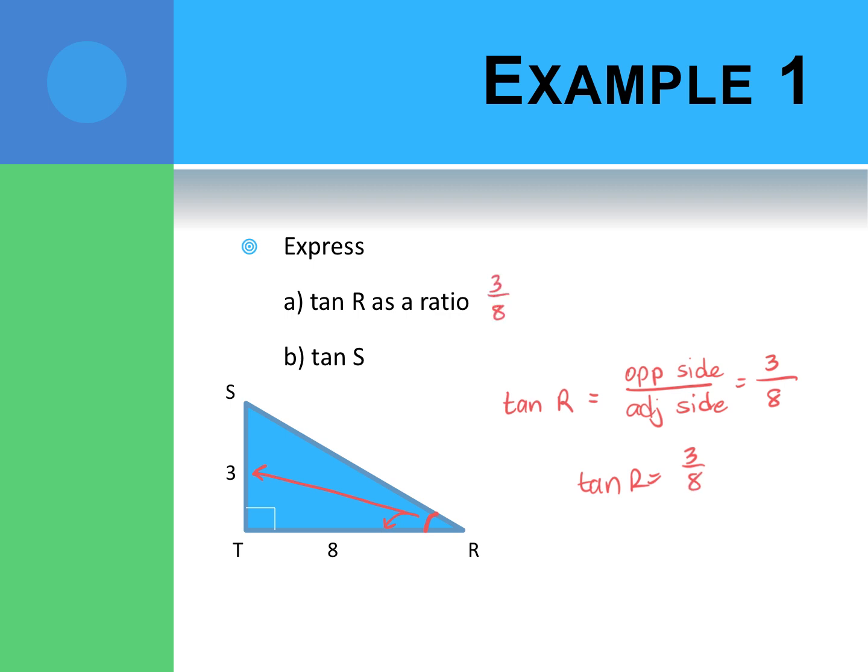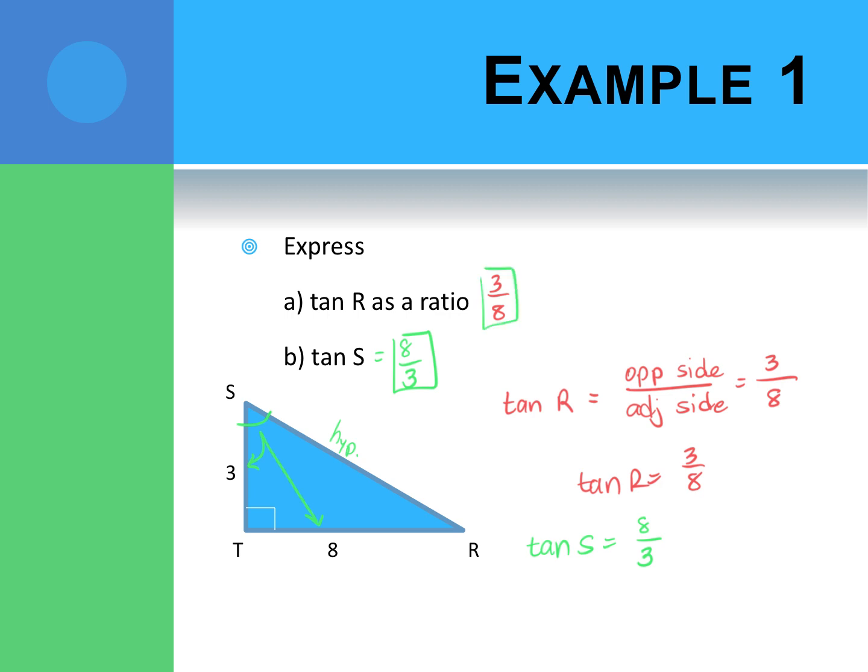Now, what is the ratio of the tangent of angle S? Well, angle S, I'm going to look at that a little differently, right? Because again, we know this is the hypotenuse over here. That's always the hypotenuse. For angle S, the side opposite is 8, and the side adjacent is 3. And so 8 over 3 becomes the ratio that we would use.